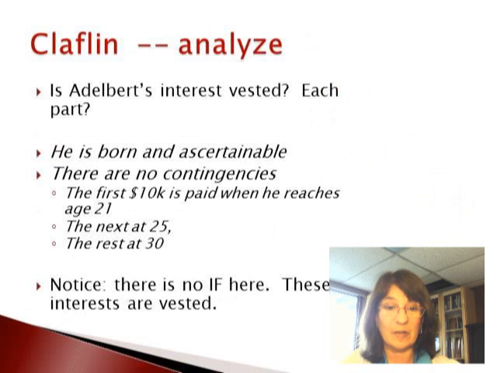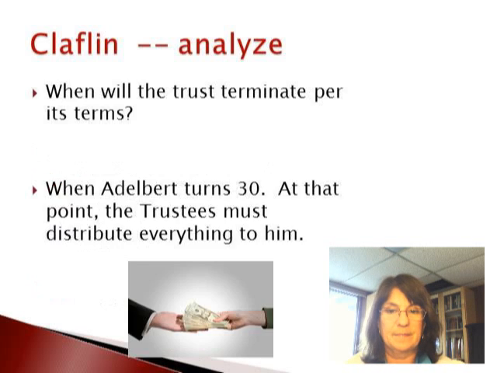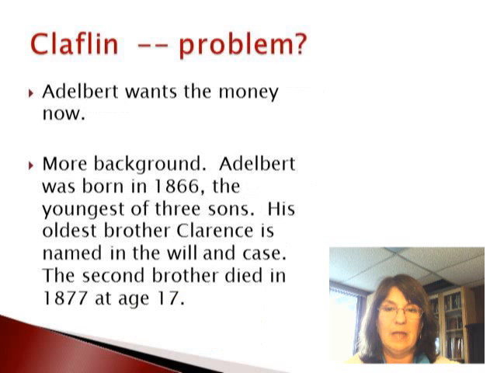Okay, is Adelbert's interest vested, since we've recently talked about that? Each part, well, he's born and ascertainable, and there are no contingencies. So all the parts of this are vested. They just don't get paid yet. When will the trust terminate according to its terms? Well, pretty clearly, when Adelbert turns 30, the trustee has to distribute everything to him. But he wants the money now.